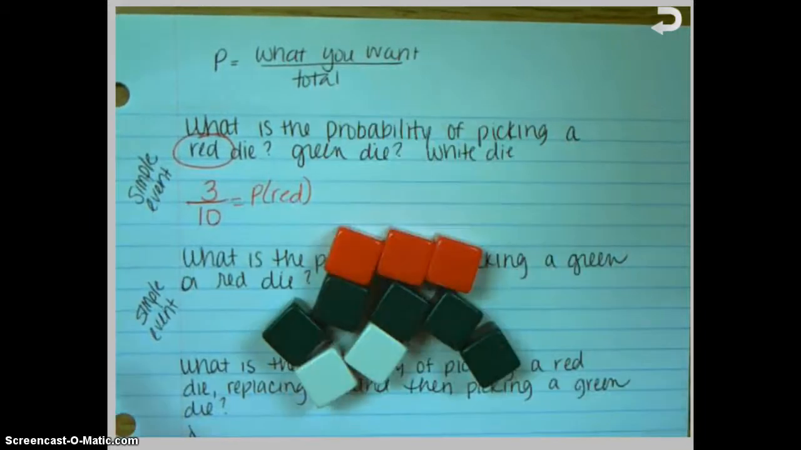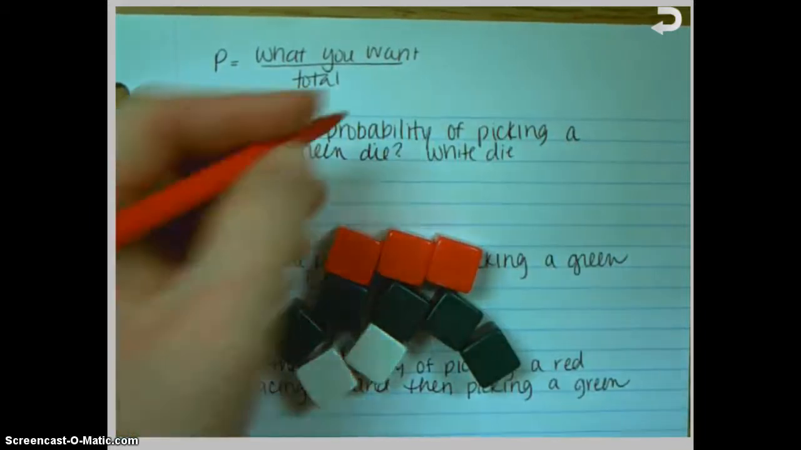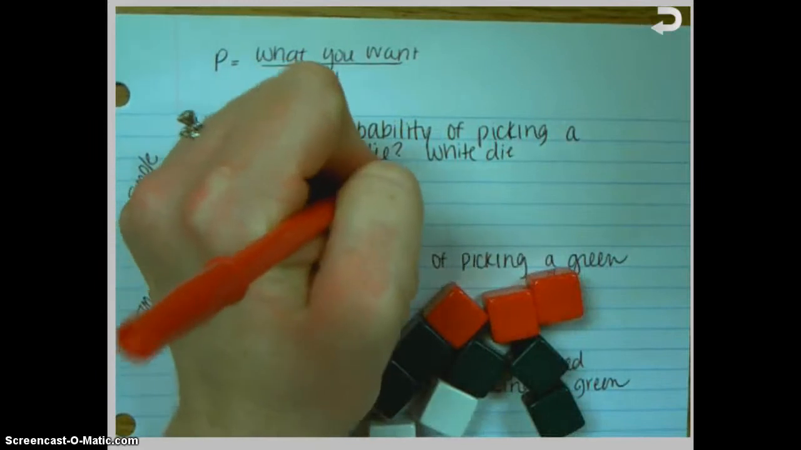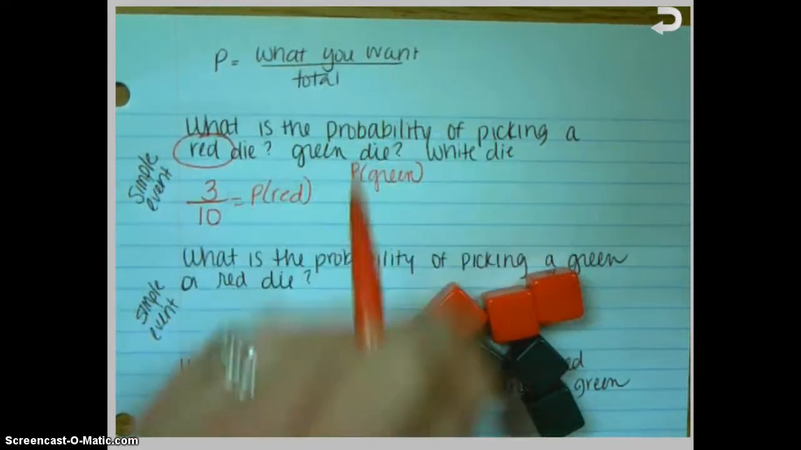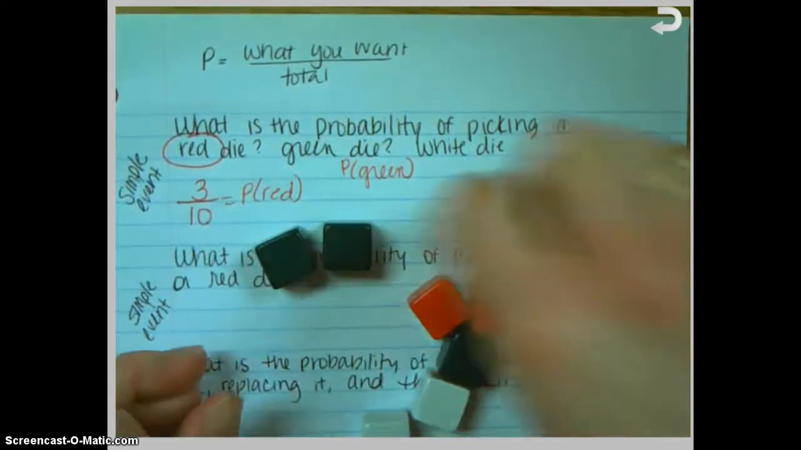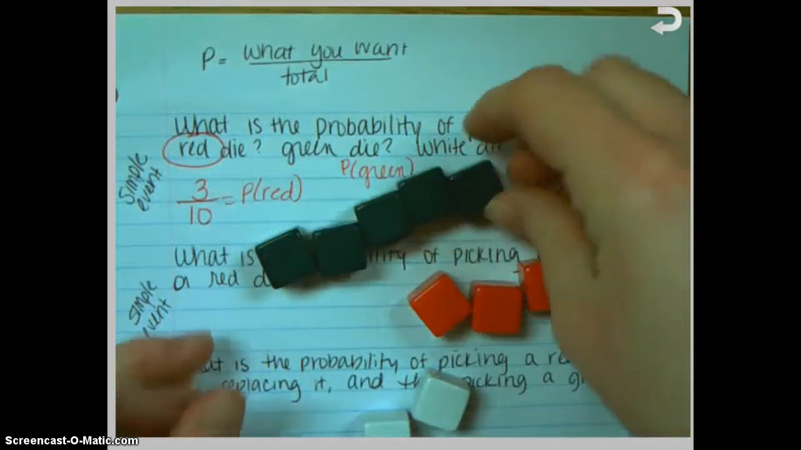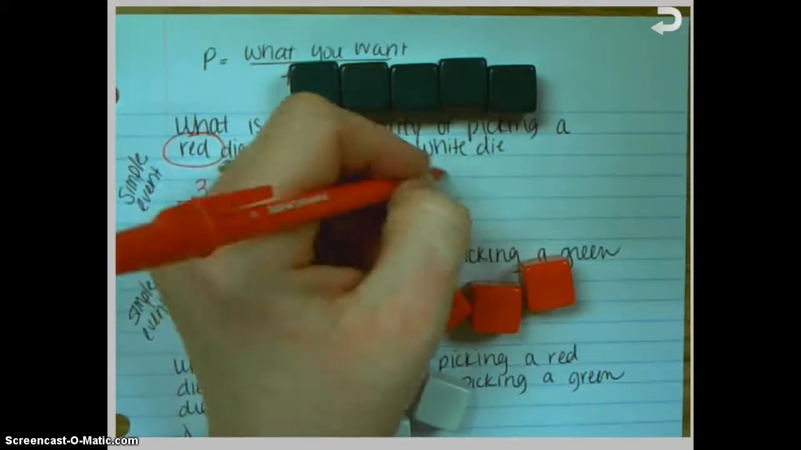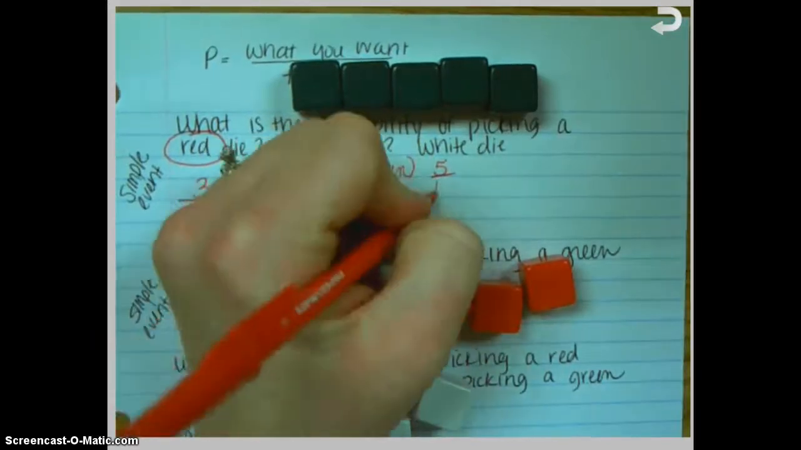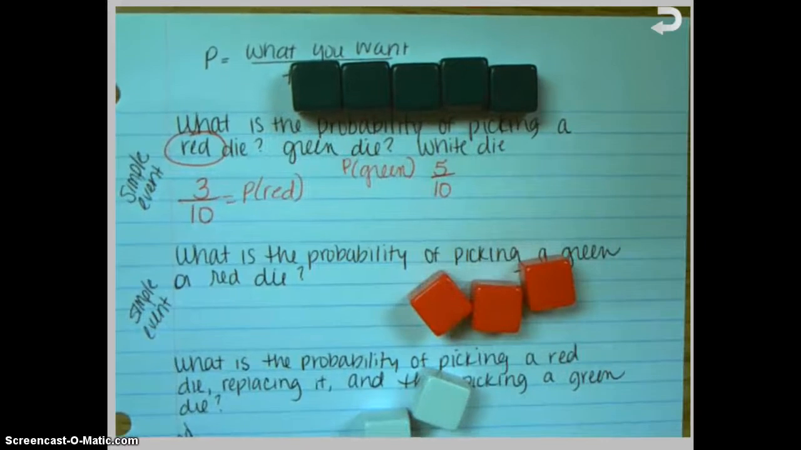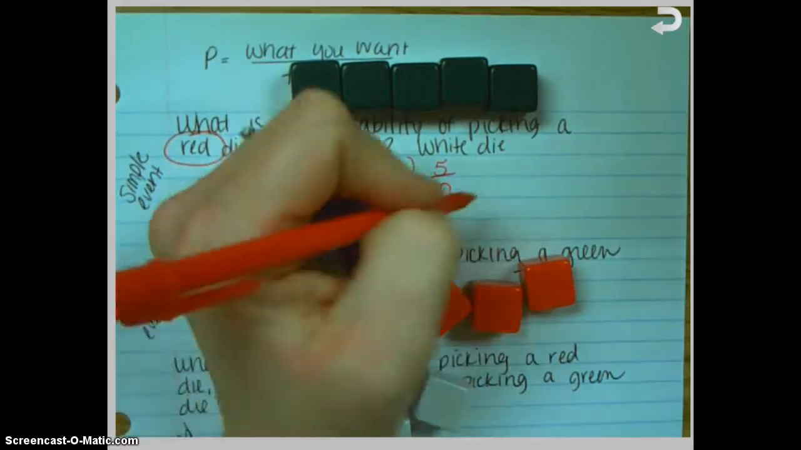Then it says, what about the green die? So now I want the probability of green. So what I want is green. So how many greens do I have? 1, 2, 3, 4, 5. I have 5 greens. And my total, of course, is 10. So if I think about 5 out of 10, I'm going to say I need to simplify that.